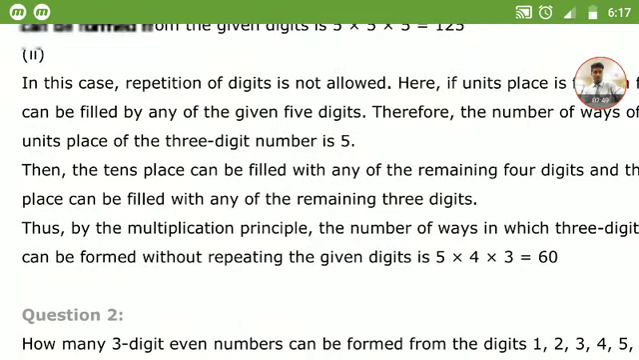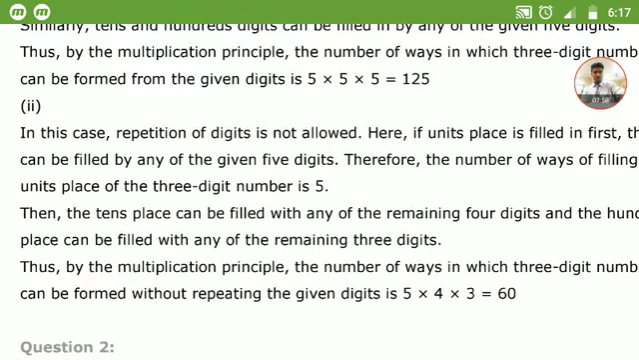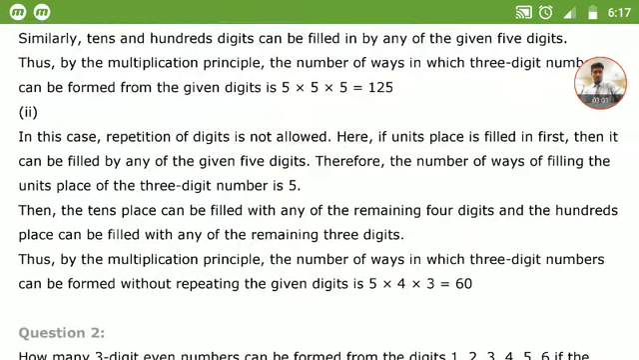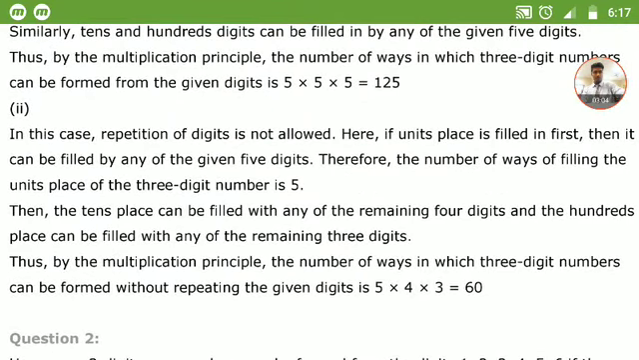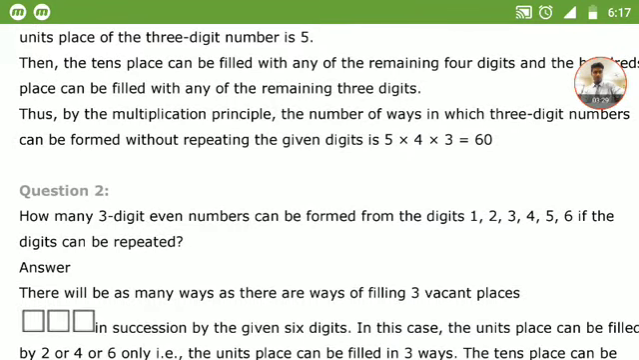Now you see the difference. When the repetitions are allowed, it's 125 ways. When repetition is not allowed, it's 60 ways. That's it for your question number 1. Make sure you understand each question very carefully. You have to mention every point, and it is better to write in points rather than in paragraphs. You just write: units place can be filled up in 5 ways, and since one number is chosen, tens place can be filled up in 4 ways, and similarly hundreds place can be chosen in 3 ways. So by the principle of multiplication, 5, 4, 3 is multiplied because the three-digit number is not over. Clear? That's it for question number 1.